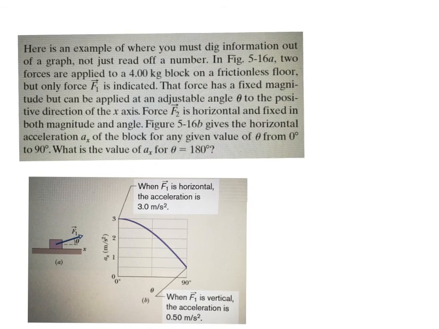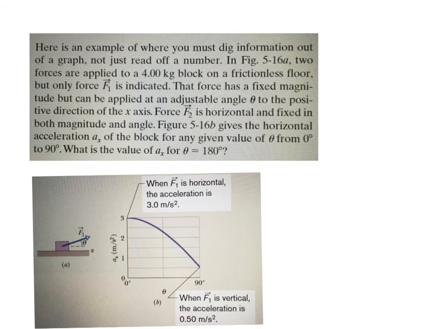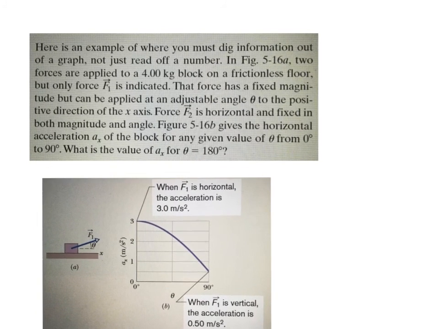So the problem is an example that's very intriguing. What it's giving us is a graph of acceleration instead of the actual acceleration, because the acceleration is no longer constant. The acceleration is variable in this problem. So that's what we're noticing here. The problem begins with a certain amount of acceleration and continues to decrease over time as theta changes. So it says an example where you must dig information out of a graph, not just read off a number.